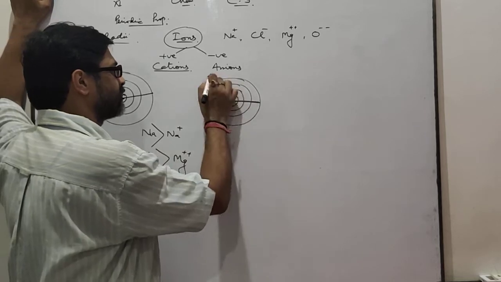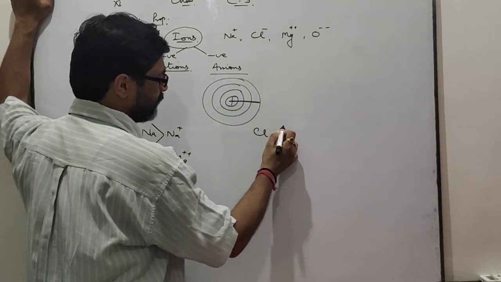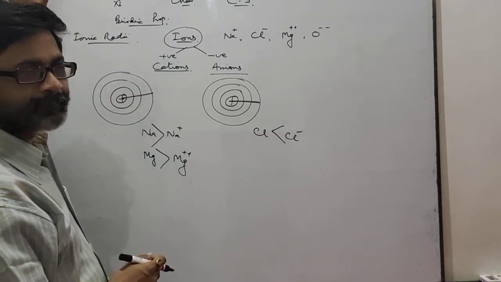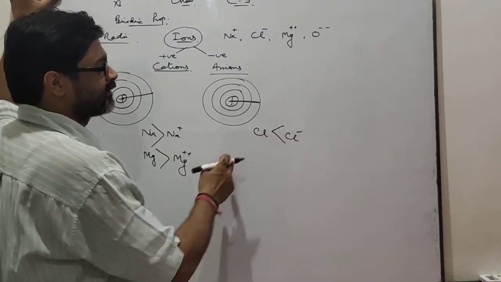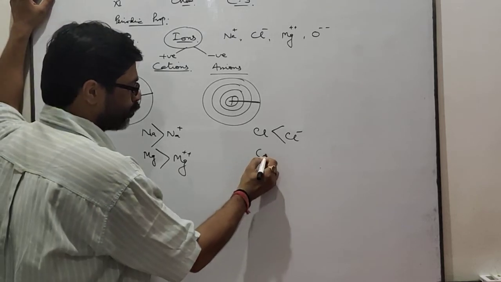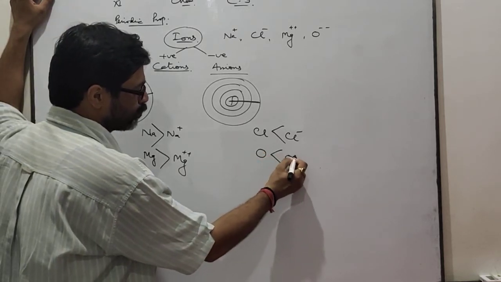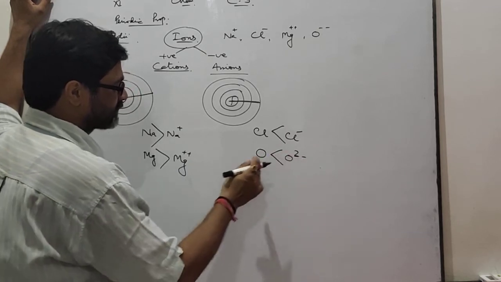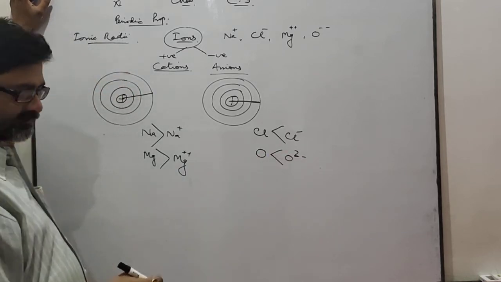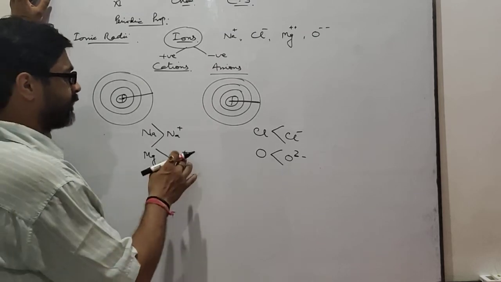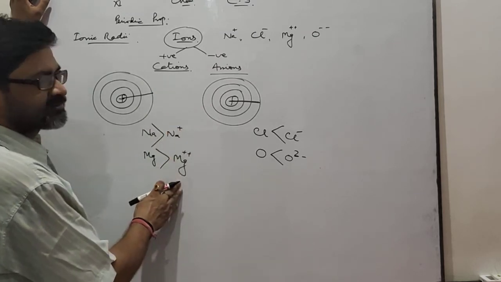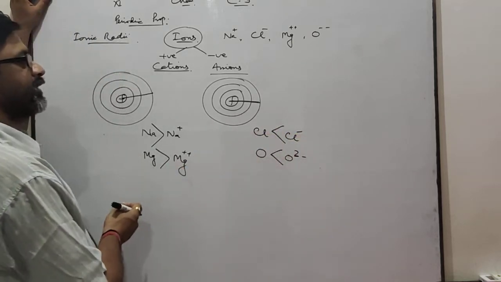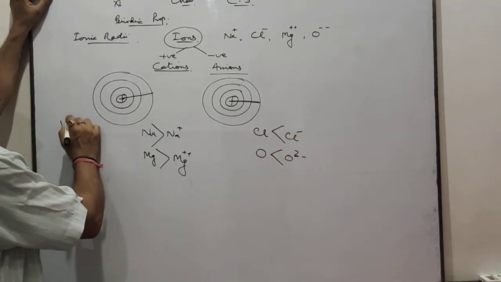In opposite to this, the size of an anion is always greater than the neutral atom. Means Cl- is greater than Cl atom. O is less than O2-. O2- is greater than the oxygen atom. In this way, the size of a cation is always smaller than the neutral atom and the size of an anion is always greater than the neutral atom. Okay. Why so?